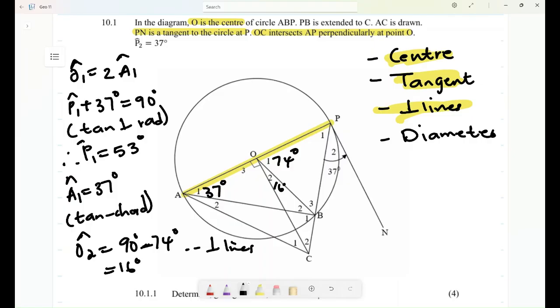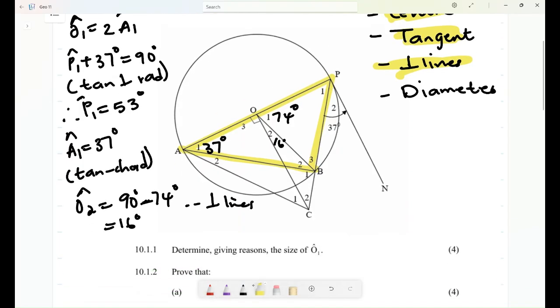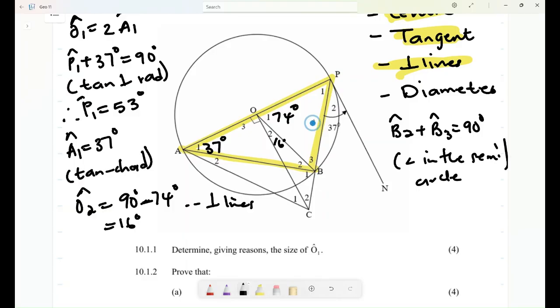What about the diameter? An angle that a diameter subtends at the circumference, which in this case is B2 plus B3. It is what? It is equal to 90. So we can collect that to our data and say now to us angle B2 plus angle B3 is equal to 90 degrees. Why? Angle in the semicircle. Alright, so we now know this is 90. Here it is 90.